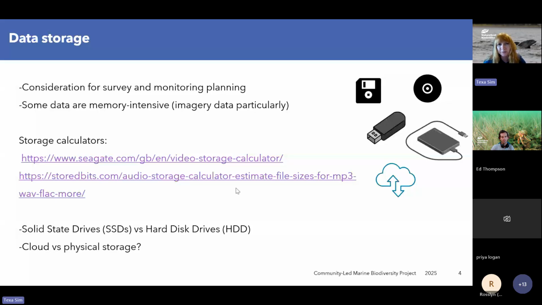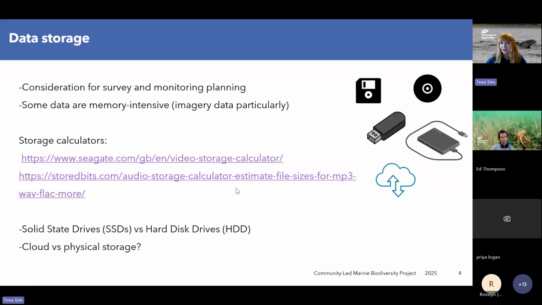You can use it for acoustic data, but you can also use it for video data as well, which might give you an idea of how much you're looking at and how many hard drives or how much cloud storage you could need. With hard drives, you've got a decision in terms of what type. So you have the solid state drives, which are an electronic system with no moving parts. They might run faster, but they also degrade over time, which makes it maybe not the best for longer term storage.